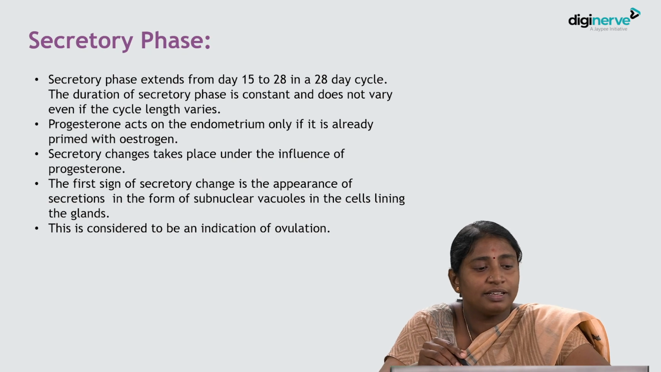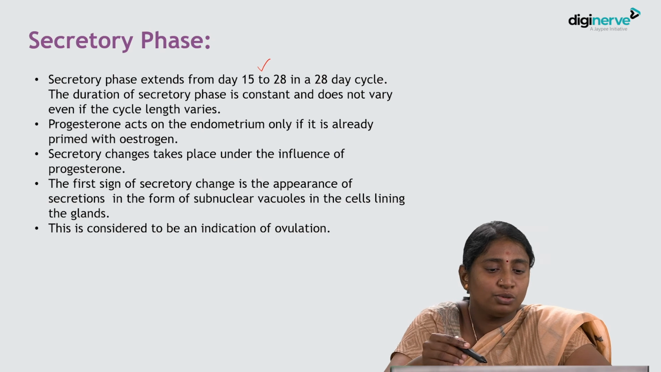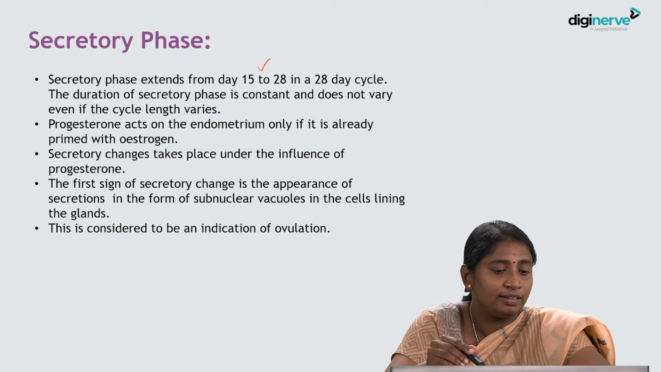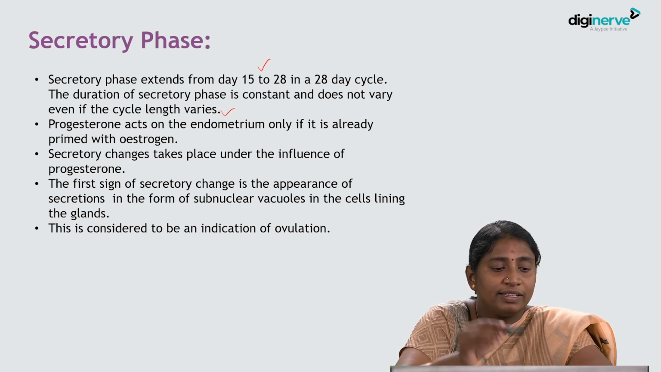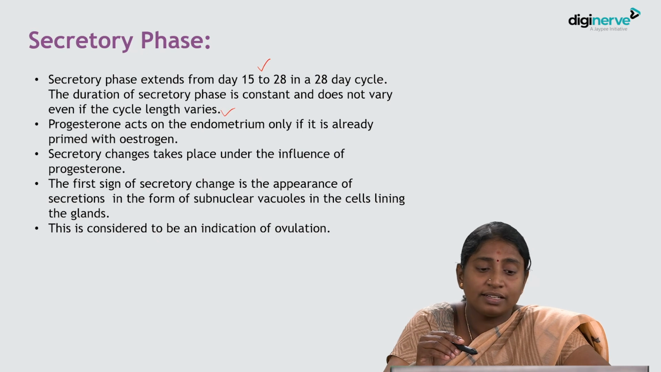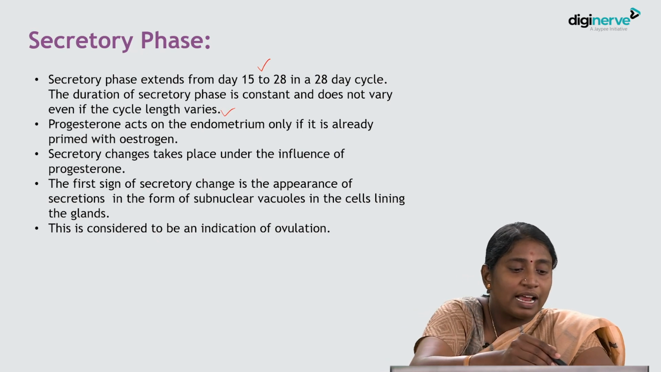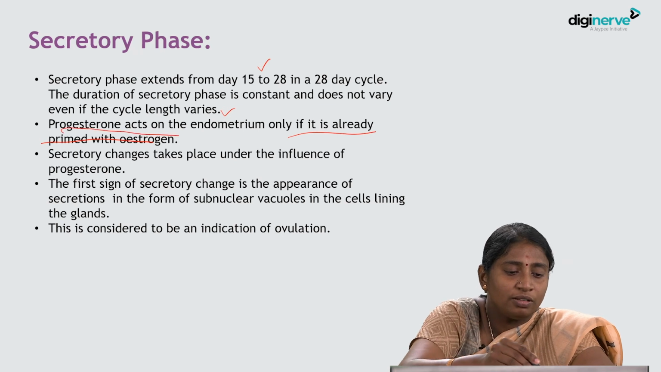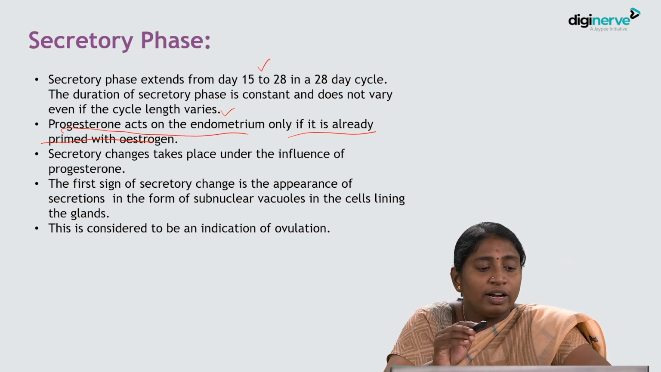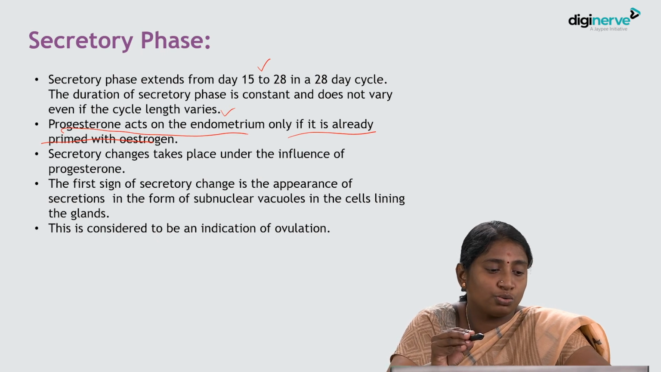What happens in the secretory phase? The secretory phase extends from the 15th day to the 28th day of a cycle. The duration of the secretory phase is constant and does not vary even if the cycle length varies. Progesterone acts on the endometrium only if it is already primed with estrogen. This concept is very important from the gynecological perspective. Only the estrogen-primed endometrium will respond to progesterone.